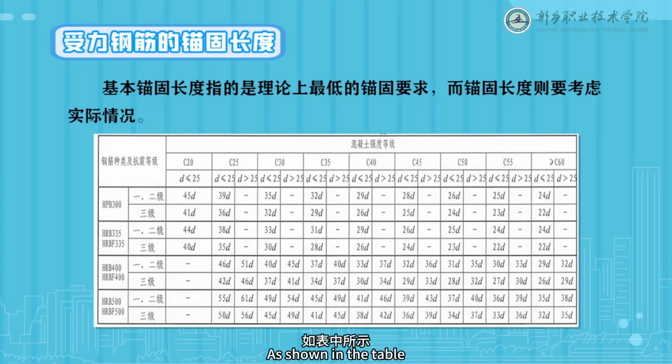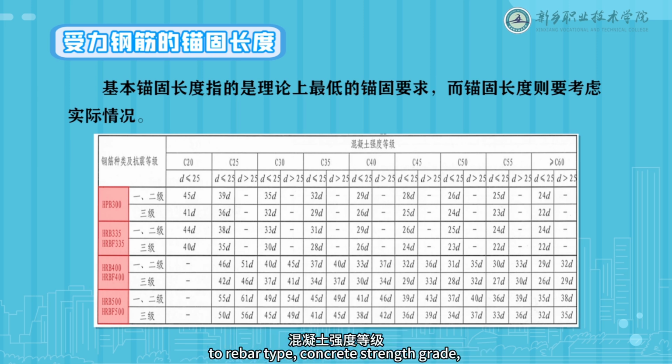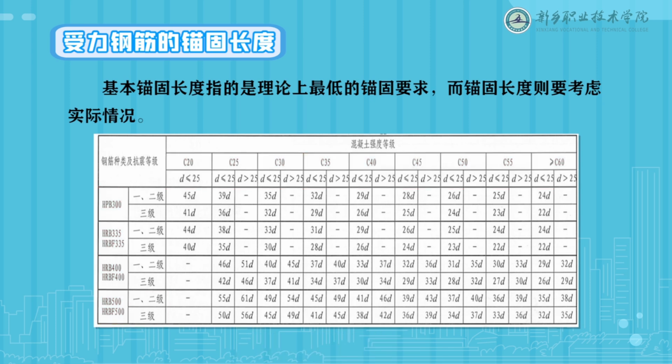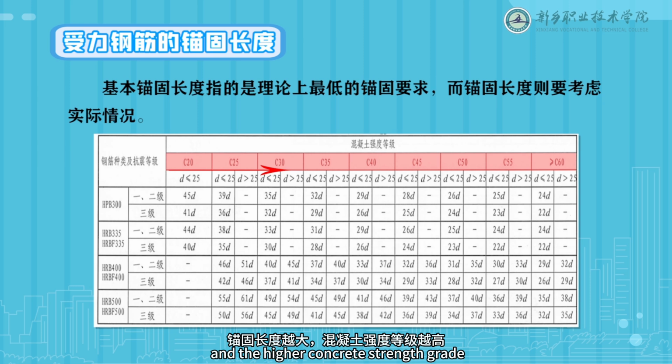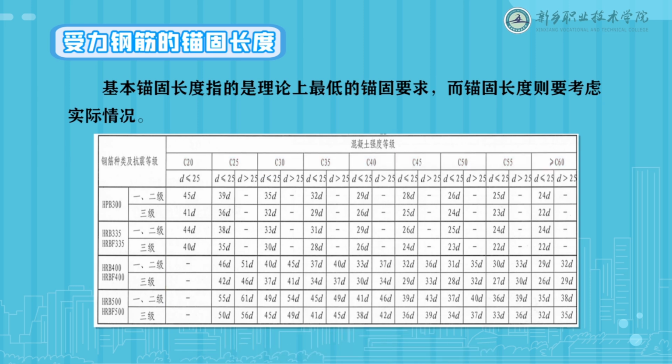As shown in the table, for seismic design, tensile rebar anchorage length LaE closely relates to rebar type, concrete strength grade, seismic level, and rebar diameter. From the table, we can see that the higher rebar grade corresponds to the longer anchorage length, and the higher concrete strength grade and the higher seismic level correspond to the shorter anchorage length.